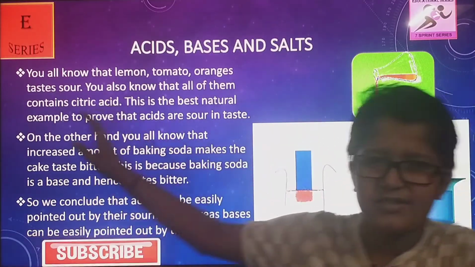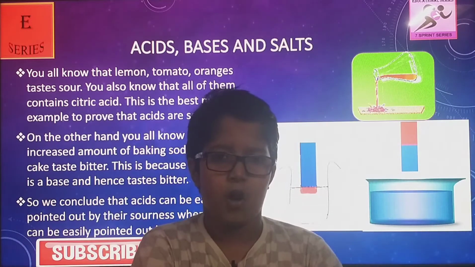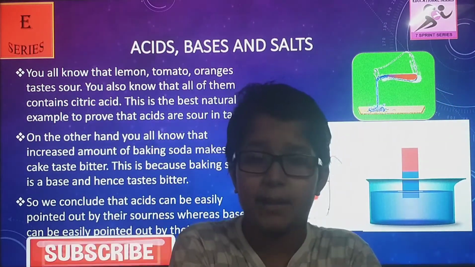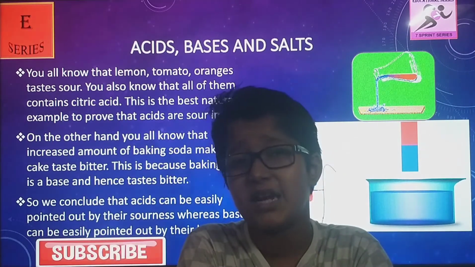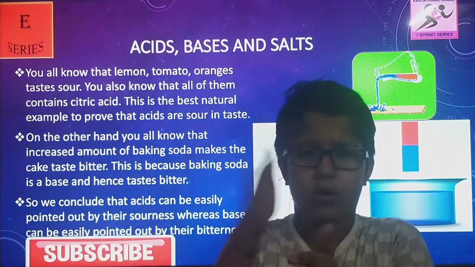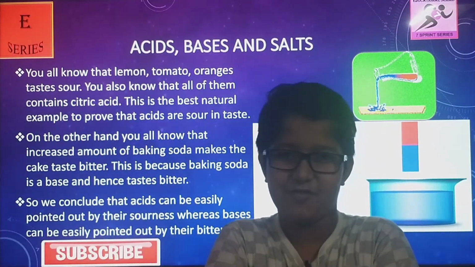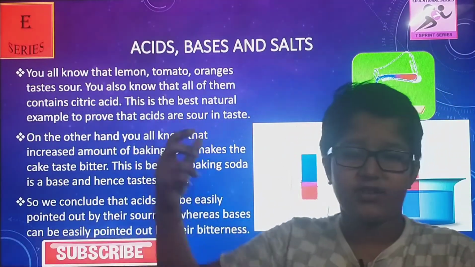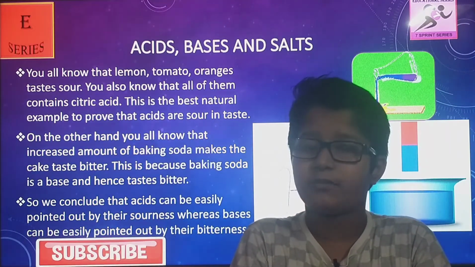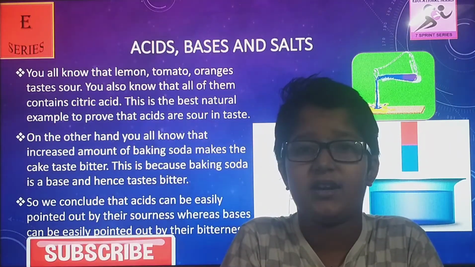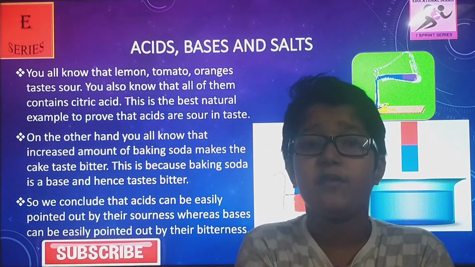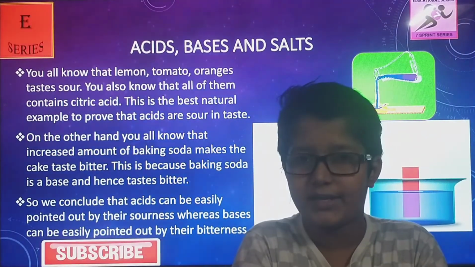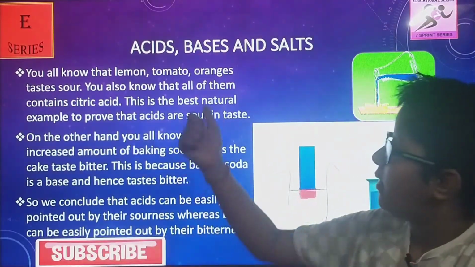Acids, bases and salts. Now what are acids, bases and salts? Acids are some chemicals which have a sour taste and a pH value lower than 7. We'll learn about the pH scale later. You can differentiate acids from bases: bases have a bitter taste, B for base and B for bitter, while acids have a sour taste.